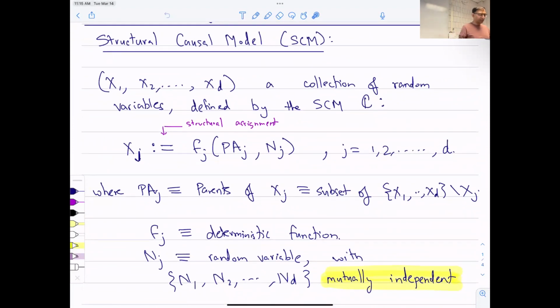So let's start with the basic model, structural causal models, SCMs. We start with a collection of random variables x1 through xd, and we say that it's defined by a structural causal model C if the following is true. For each variable xj, we define a collection of variables we call the parents. From all the stuff we have seen in graphical models, we see where this language is coming from. We define a collection of variables called parents, an independent random variable nj, and some deterministic function fj. We assign xj by this structural assignment: fj is a function of these parents and this independent random variable, where parents are simply some subset of x1 through xd other than xj.